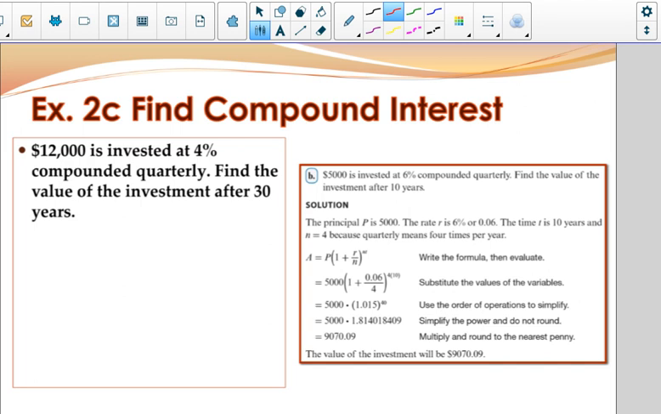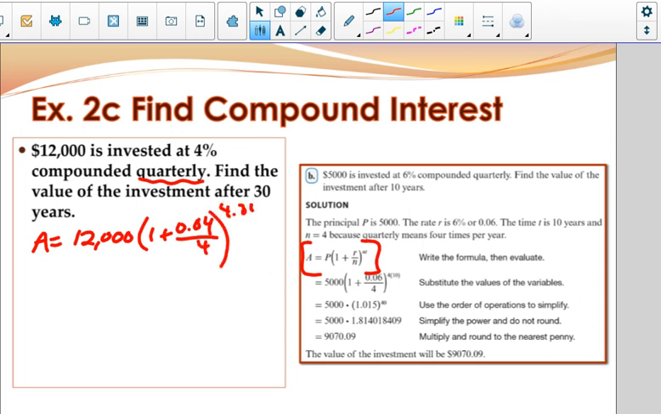Next one is the same type. The only difference is quarterly. So now you can see our formula where you have an N, you're going to put the 4 in there. So I need to find out how much my account is worth when I put $12,000 in the bank for 1 plus 0.04 divided by 4, raised to 4 times 30.